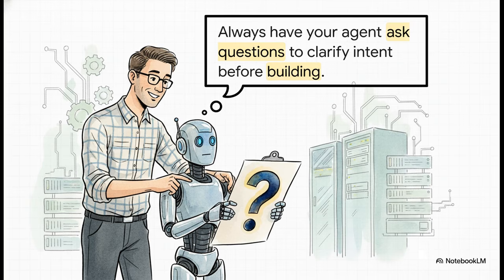Think about how you'd train a human junior developer. You definitely wouldn't want them pushing code to production if they didn't fully grasp the feature request, right? You'd expect them to ask clarifying questions. Well, we need to train our AI agents to do the exact same thing.